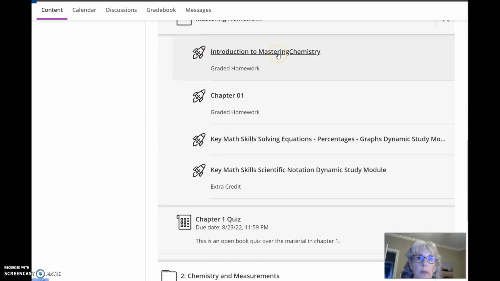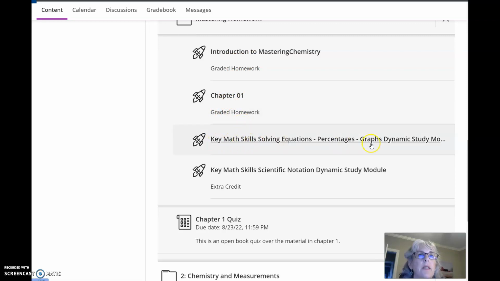We've got Introduction to Mastering, which is graded homework. We've got Chapter 1 that's graded homework. This Introduction to Mastering, you can't get it wrong, so make sure you do it. It tells you how to input your data. So in chemistry, we'll need to add superscripts and subscripts, and we'll need to write down the correct number of digits, and this introduction will help you to do that. Then there's Chapter 1 homework, and then we've got these things.